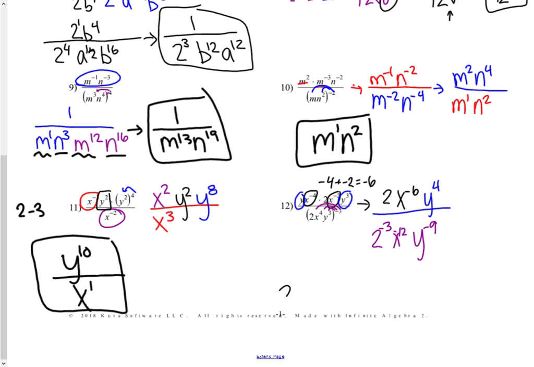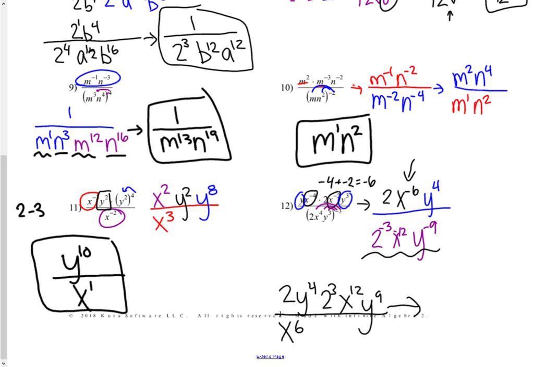So up top, I'm going to keep my 2y to the 4th. I'm going to move the x to the negative 6 to the denominator. In the denominator, I'm going to move everything up. So I have 2 cubed, x to the 12th, y to the 9th.